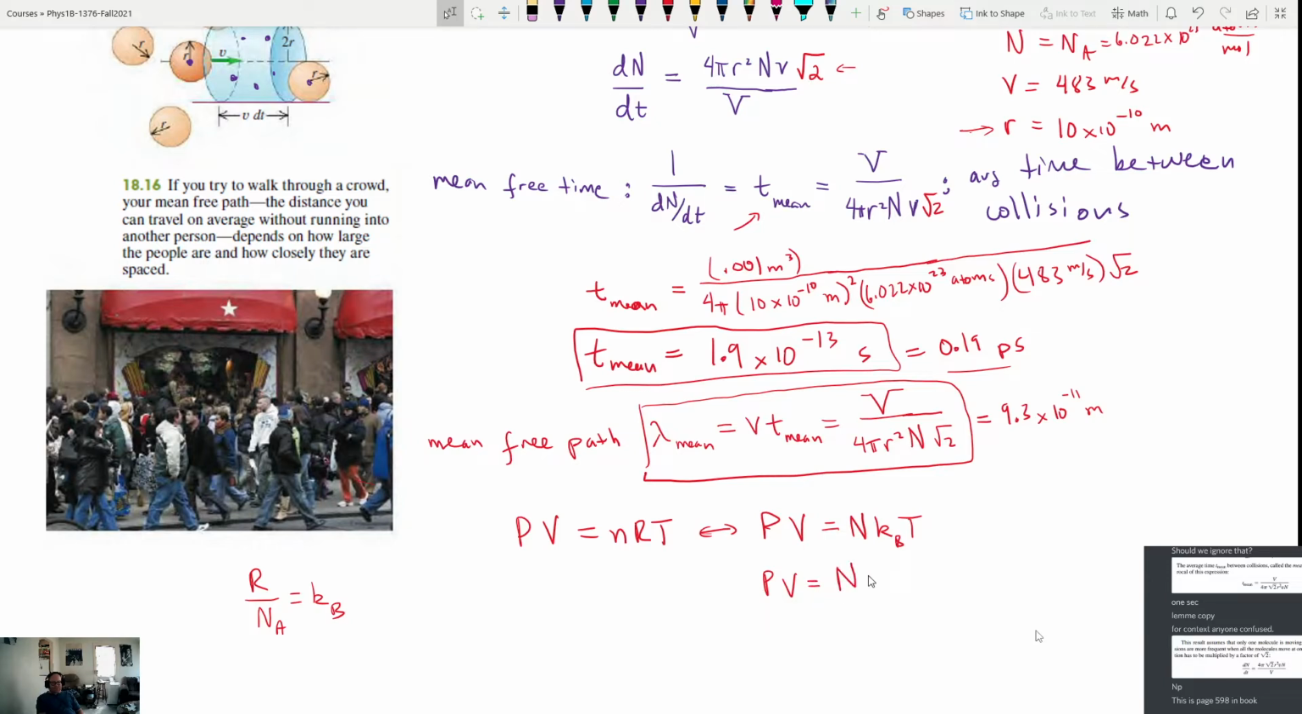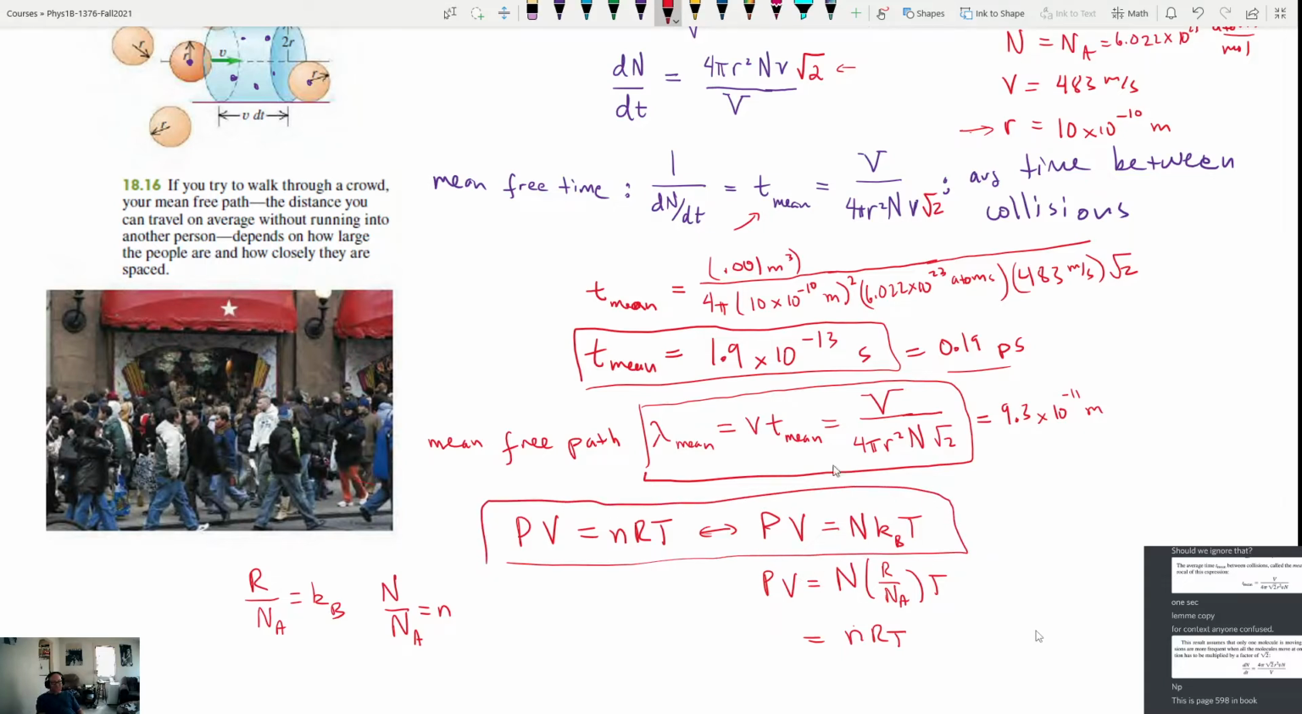If you do N times the Boltzmann constant, that's just the gas constant divided by Avogadro's number times temperature, and capital N divided by Avogadro's number is the same thing as the number of moles. We actually used this earlier, so that's how you end up getting that N over Na times RT is the same thing as nRT. Okay, so either one of these equations is useful for us. It just depends on what you have in the problem.